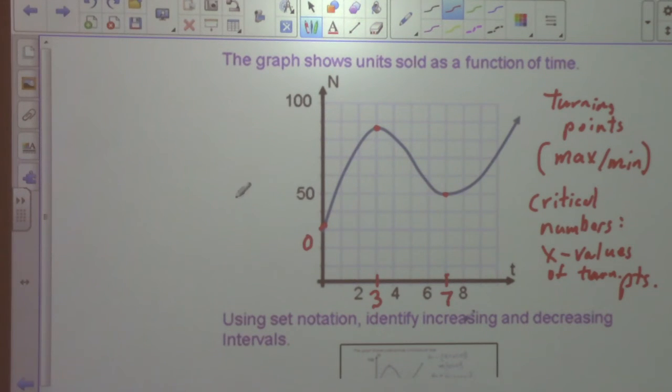So intervals. So how do we say, and we're saying set notation. So we call this thing f of x. So we'll say f of x is increasing on, and when you say on it means on the interval of.